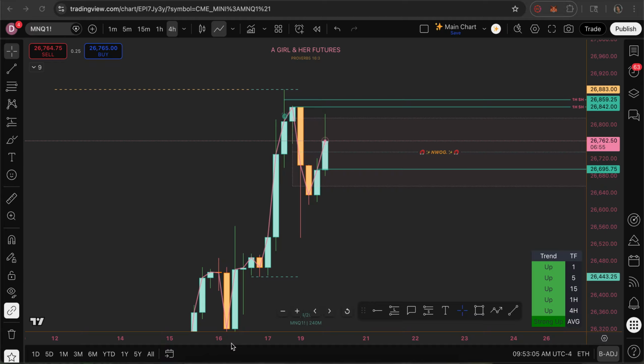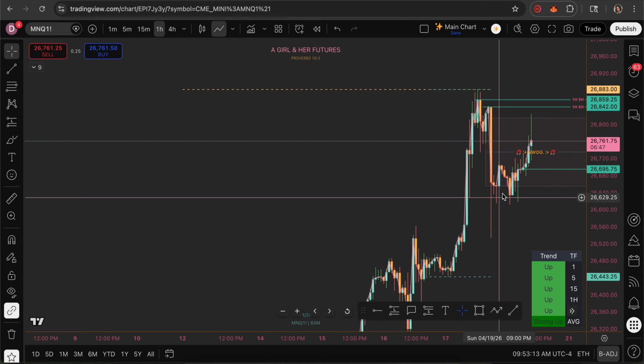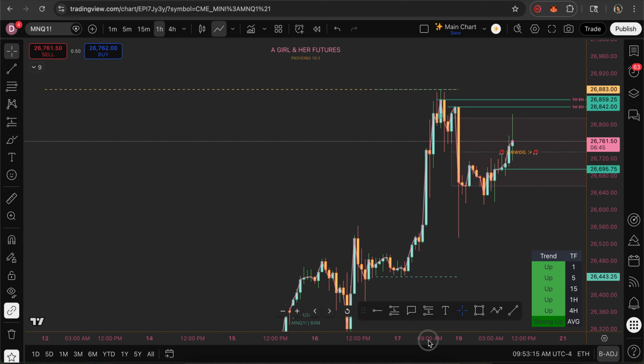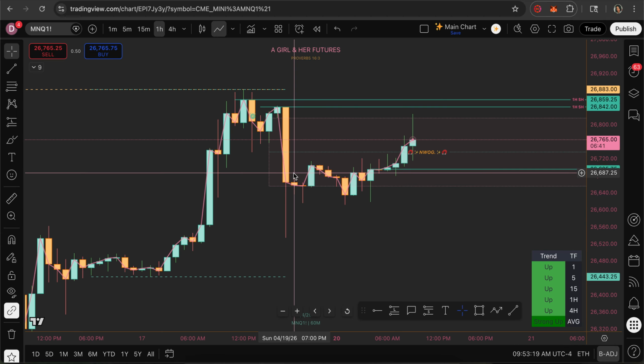But yeah, so as we can see, we opened up with a huge push to the downside, right? If I go back to the 1 hour time frame, we had this huge push to the downside, and as we can see, this was our new weekly opening gap.